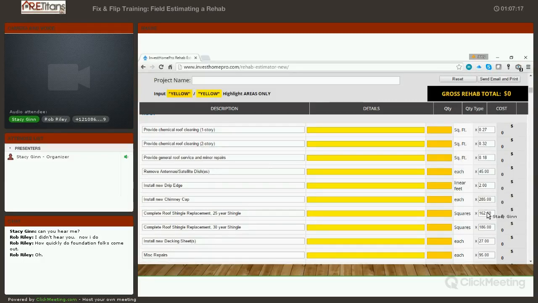And if you're using numbers like that to do your estimates on your rehab, then you're going to overprice your rehab or overspend, especially if you use them, and you're going to miss out on a good deal or making profit. But I would go check this out.